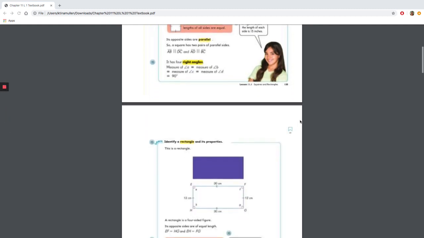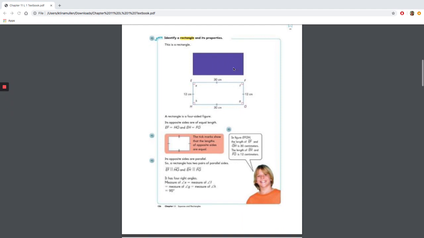Now let's look at rectangles. This is a rectangle. A rectangle is also a four-sided figure. Boom, four sides. Its opposite sides are of equal length. So the opposite sides are equal, but this side and this side don't have to be equal. And if you pay attention to these little tick marks again, they let you know that this side has one tick mark and one tick mark, so these are the same. And then this has 2 and 2, so these two sides are the same.